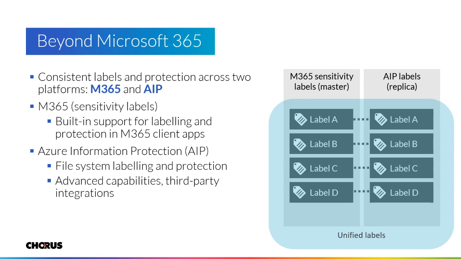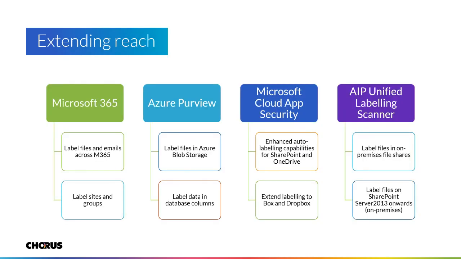So M365 labeling gives you that native support in your client apps for labeling protection. AIP gives you that extensibility to file system, to third-party integrations. And you can extend the reach of these labels in various ways. So for example, Azure Purview allows you to extend labeling to files in Azure Blob Storage. So if you're storing files in Azure Blob Storage as well as in M365, you can have the same set of sensitivity labels applied. You can also label data in database columns.